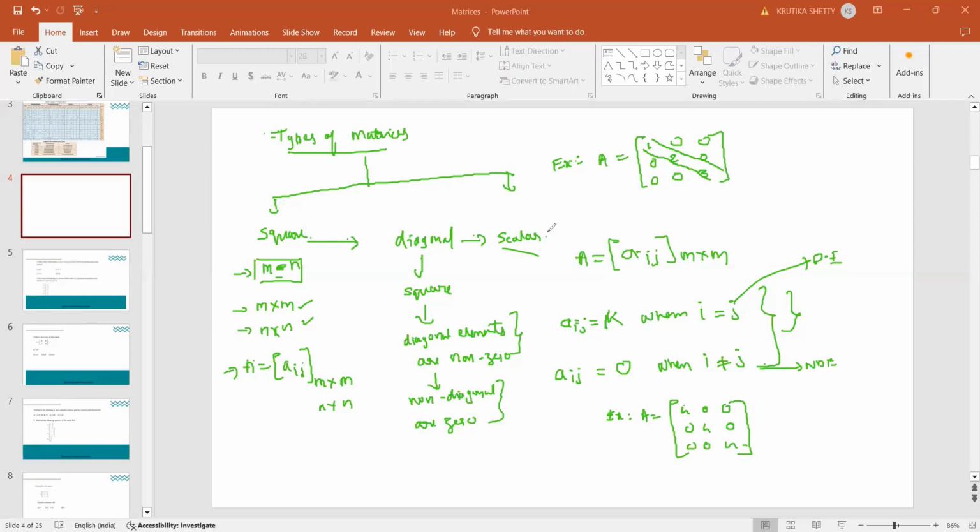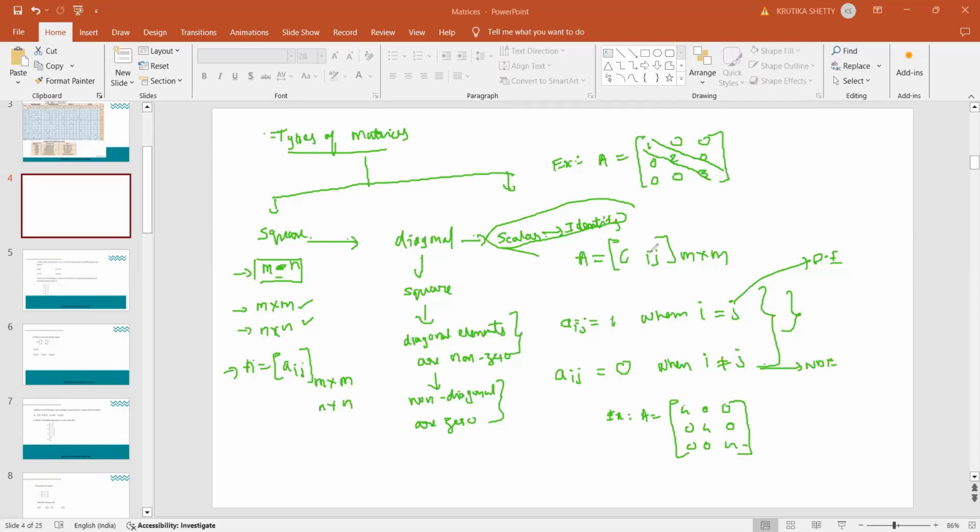Next, after the scalar matrix, the next type is the identity matrix. Both the definitions are the same, scalar matrix and identity matrix, only there is one change. That one change is that the diagonal elements will be equal to 1. The diagonal element will be equal to what? It will be equal to 1.